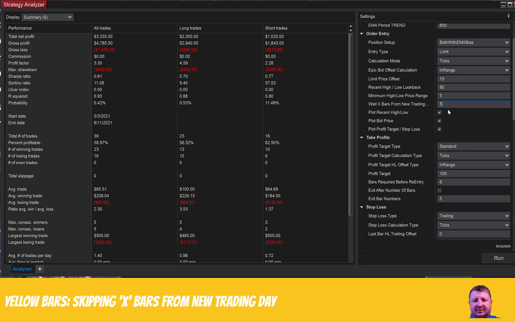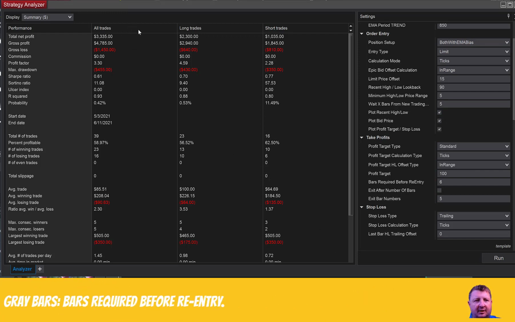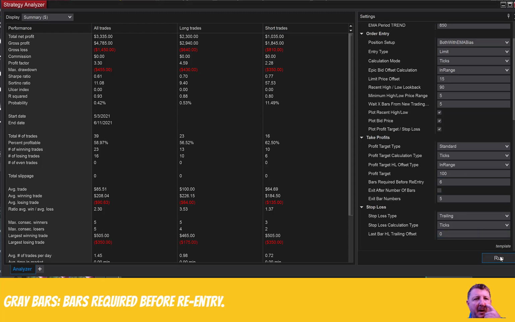I'm sure if you increase this, you'll see how that changes here. Okay, so let's increase that to 5 bars. Run it against the backtest. The best way to look at the backtest here is to look at it in terms of all static variables. We're waiting 5 bars. We have 90 look-back bars. We're in the range of the high and the low. We're bidding 15 ticks above the low for a long entry.